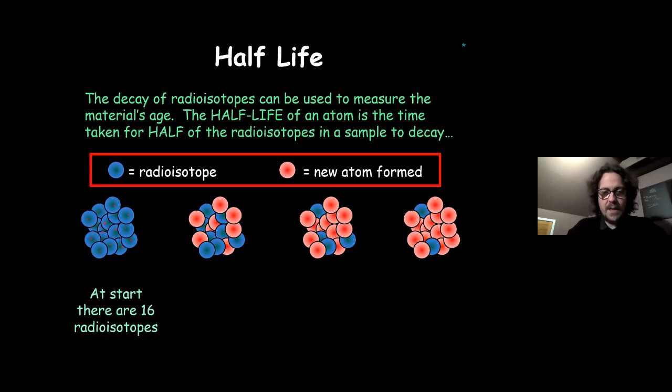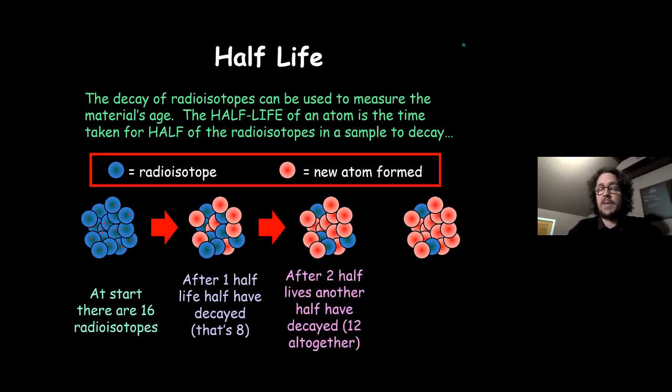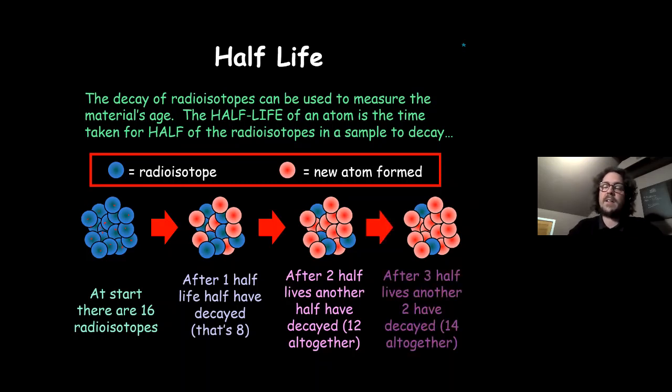after 1 half-life, which is a certain amount of time, it varies depending on the radioisotope, it depends on the element that we're actually using, the source that we have. There will be 8 remaining after 1 half-life. After 2 half-lives, it goes down by half again. Then there will be 4 remaining, 12 will have decayed. And then finally, after 3 half-lives, we will have only 2 remaining, 14 will have decayed.